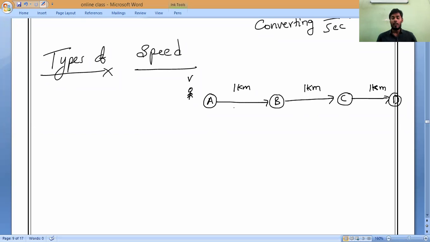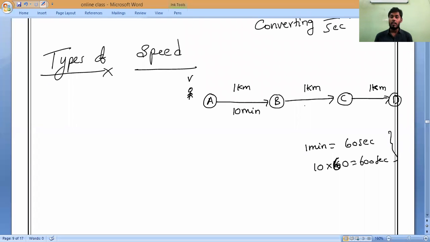In the first 10 minutes Vartini ran. I'm just taking an example. We can convert minutes into seconds. 1 minute is equal to 60 seconds, so 10 minutes is 10 into 60, which is 600 seconds. Next 1 kilometer also she took 10 minutes. Next 1 kilometer also she took 10 minutes.